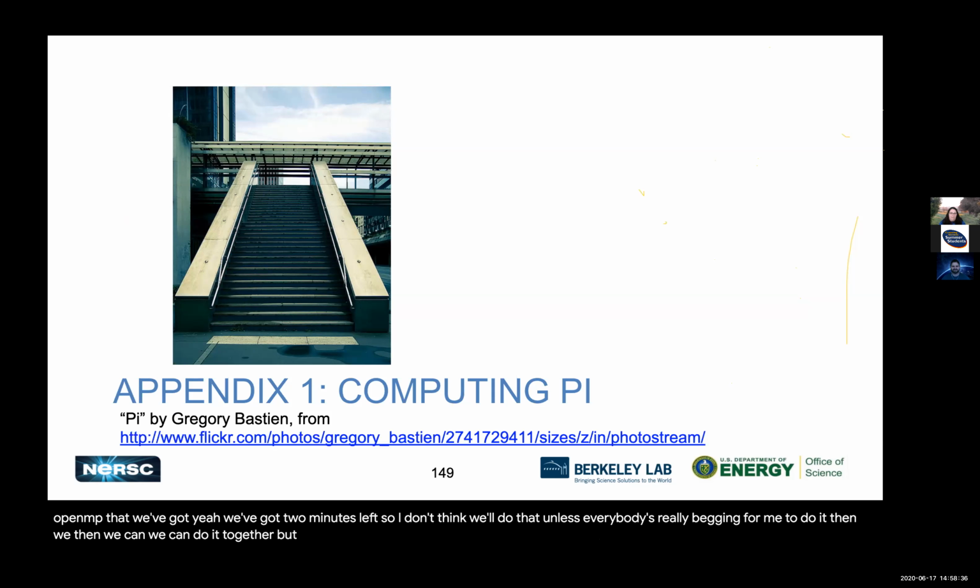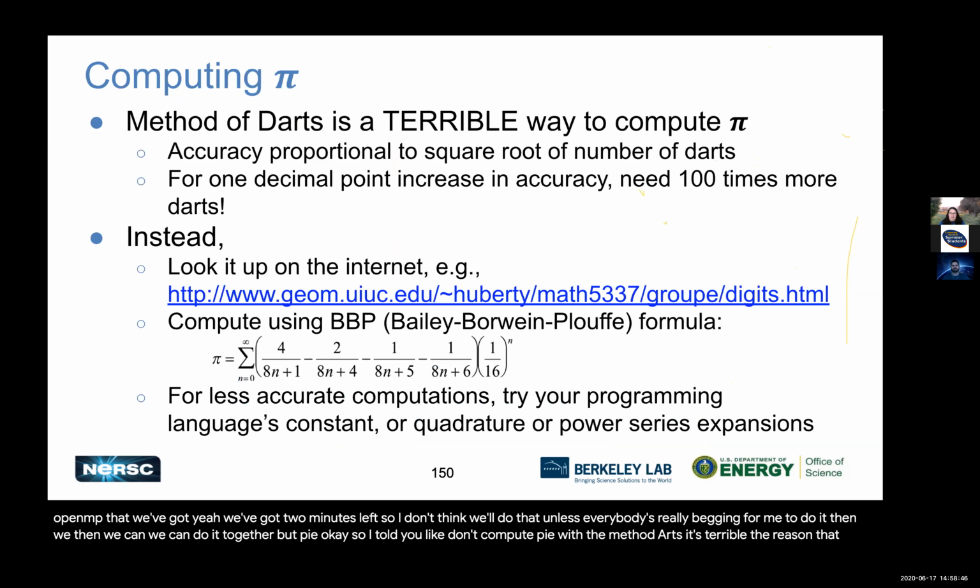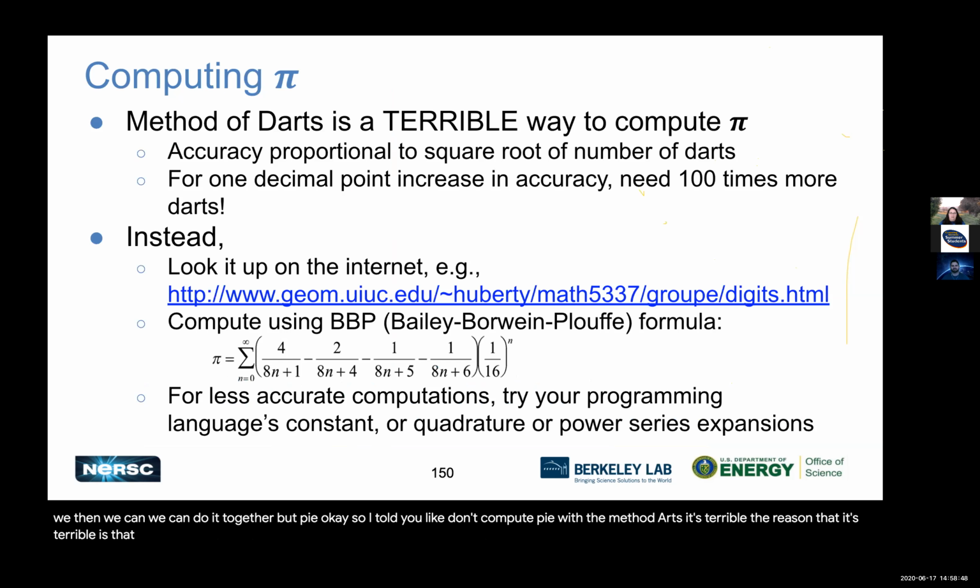But I do want to talk about computing pi. I told you, don't compute pi with the method darts. It's terrible. The reason it's terrible is that its accuracy is proportional to the square root of the number of darts. So if you want a one decimal point increase in accuracy, you need 100 times more darts.